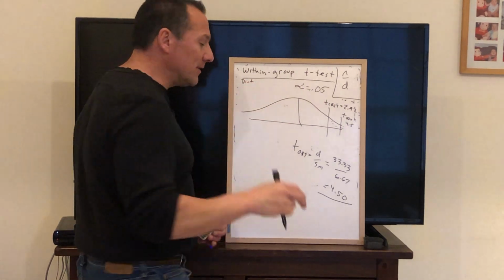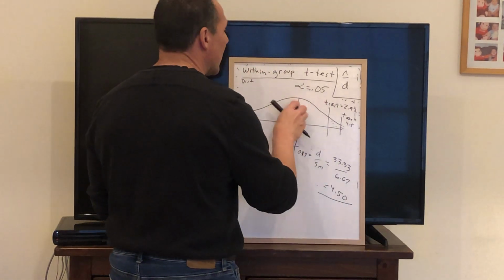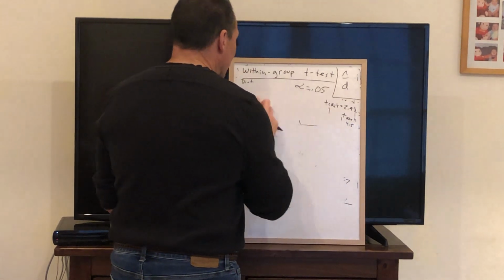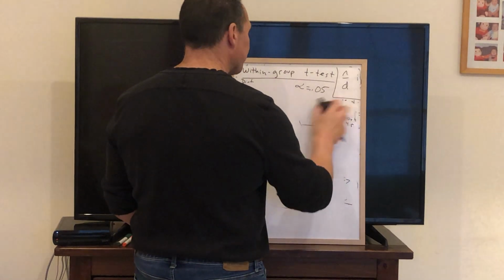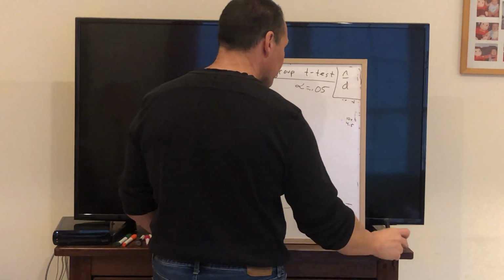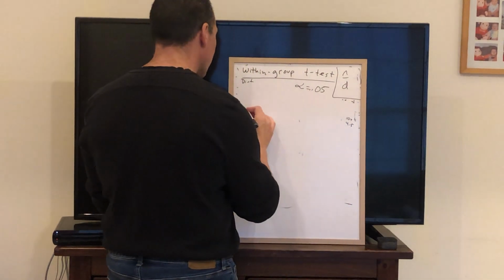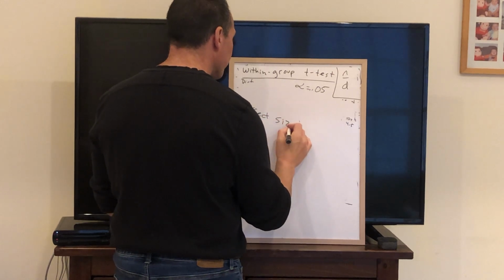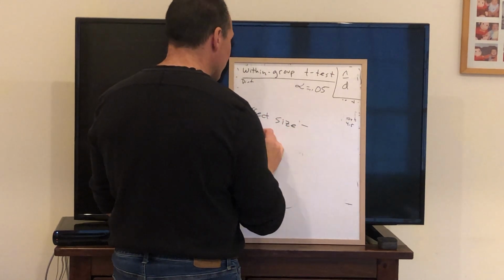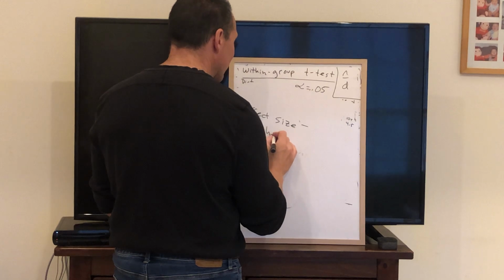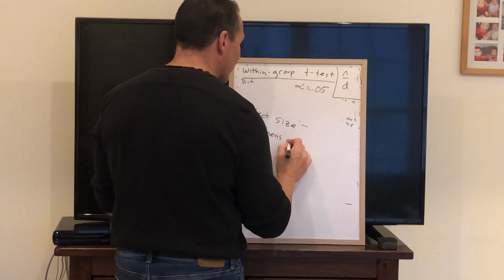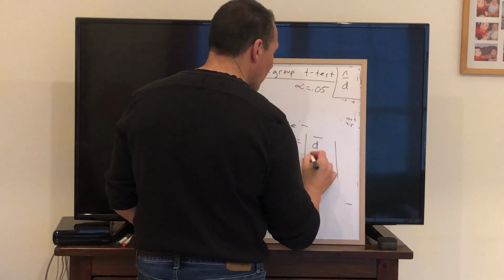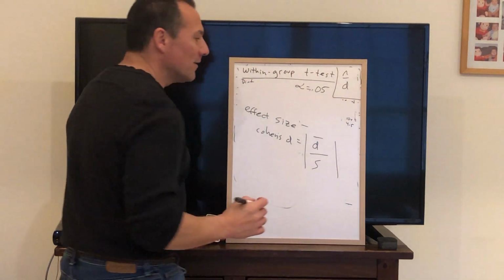A final detail before we finish with this chapter has to do with how to compute effect size. So we still have Cohen's d. We now have a slightly different version of Cohen's d. It equals D bar over S.